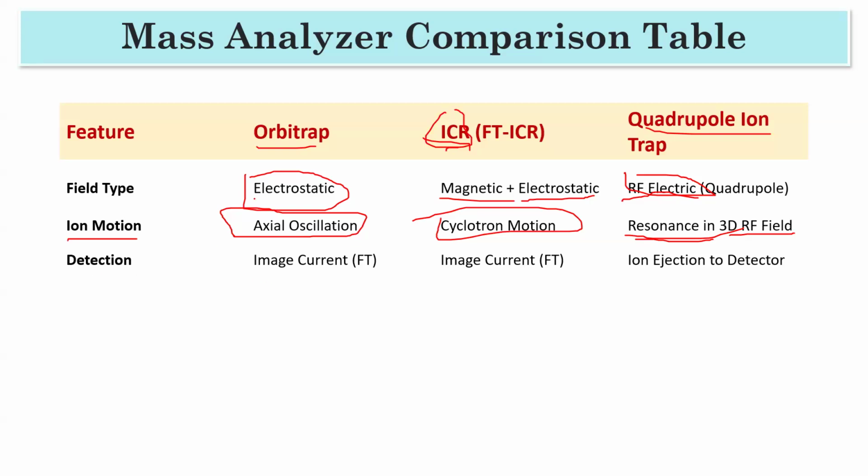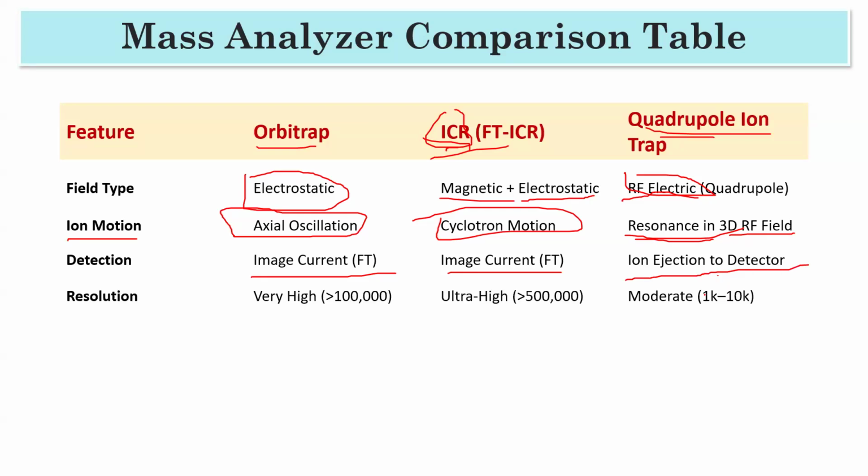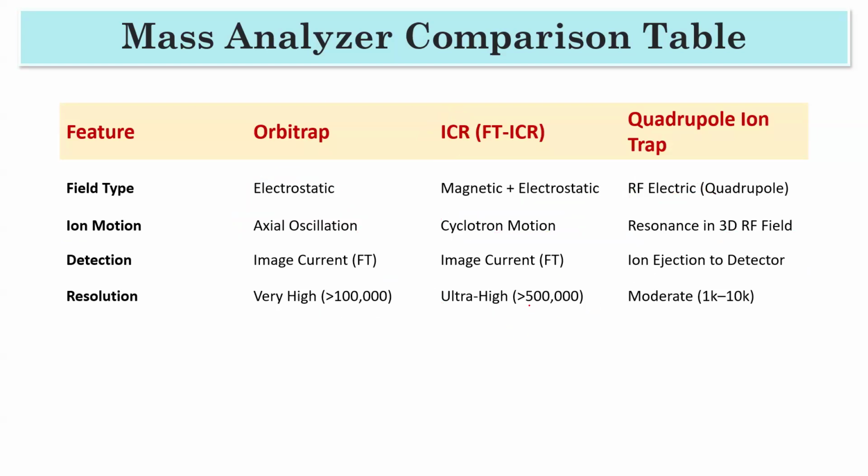What is the detection? In Orbitrap and FTICR, both produce image current. But in the quadrupole, ions will be ejected and move to a detector. Here you can see resolution for different instruments. You can see FTICR is the best instrument till now. It can have a resolution of 500,000, so it's too high.